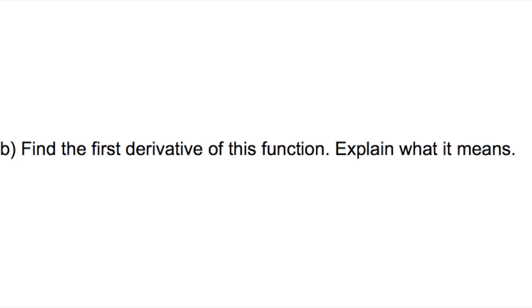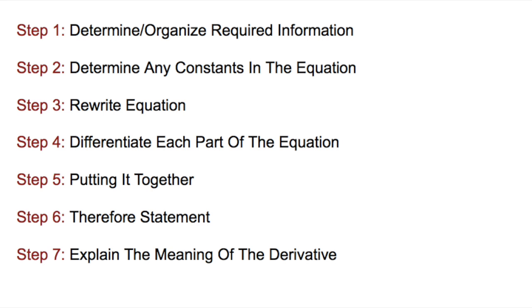Part B of the question asks us to find the first derivative of the function and explain what it means. Here's how I plan to solve Part B. Step 1. Determine and organize required information. Step 2. Determine any constants in the equation. Step 3. Rewrite equation. Step 4. Differentiate each part of the equation. Step 5. Putting it together. Step 6. Therefore statement. Step 7. Explain the meaning of the derivative.